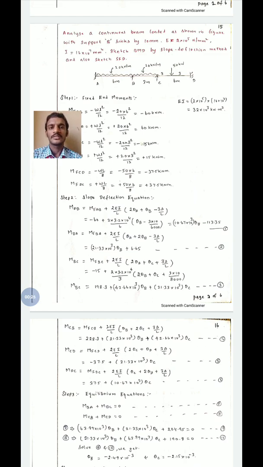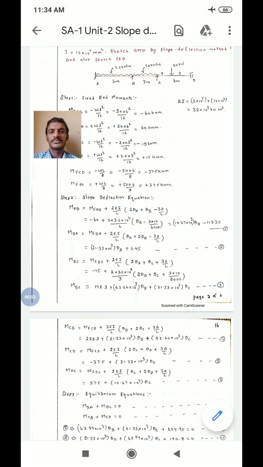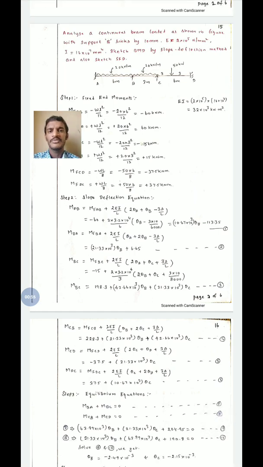E value, Young's modulus value, is given as 2 into 10 power 5 Newton per mm square and moment of inertia is given as 16 into 10 power 7 mm power 4. Sketch the bending moment diagram by using slope deflection method and also sketch the SFD, shear force diagram. In this problem A, B, C, D, 4 points are available, a 3 span continuous beam. In this case A and D are fixed, B and C are continuous points.